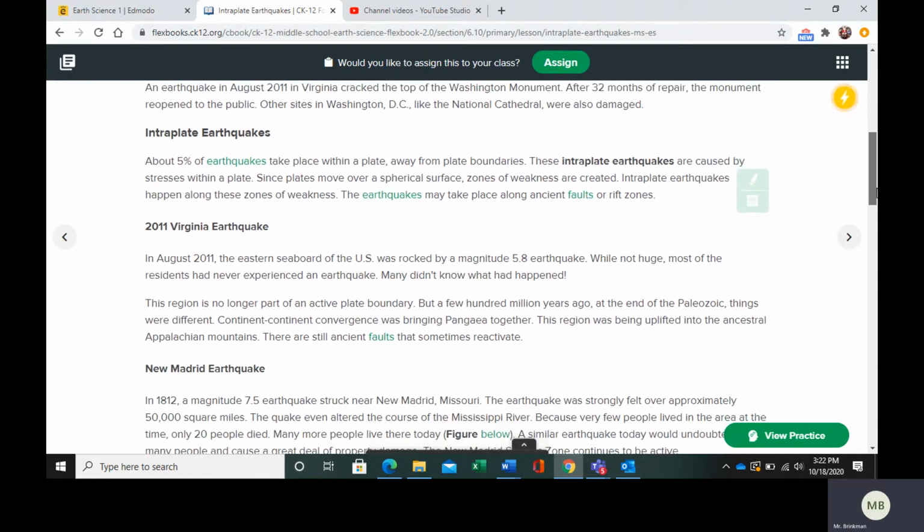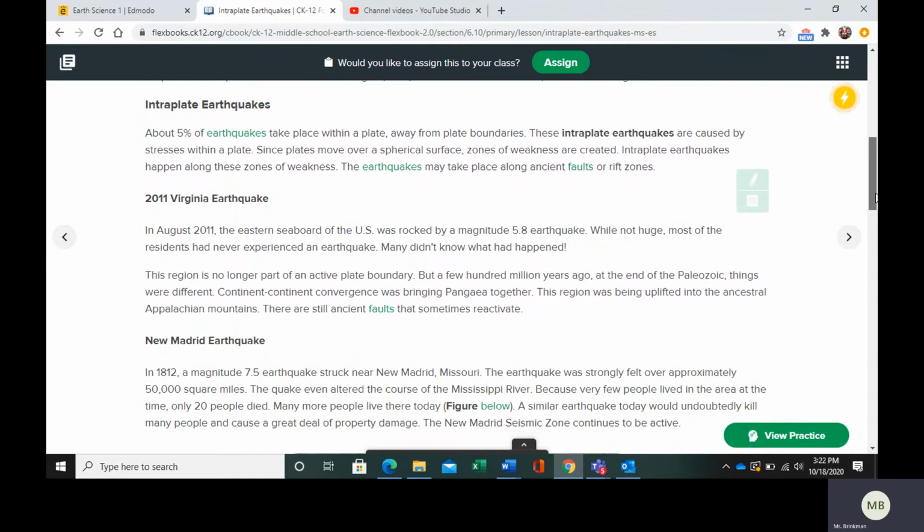So intraplate earthquakes, how do these happen? Well, intraplate earthquakes account for about 5% of the earthquakes. All right, these are ones that take place away from a plate boundary. So they're caused by stresses within a plate.